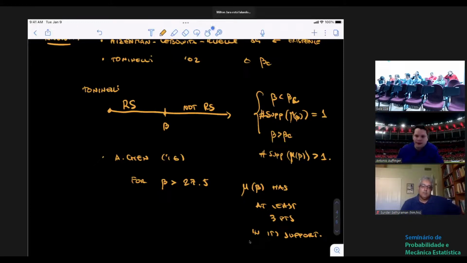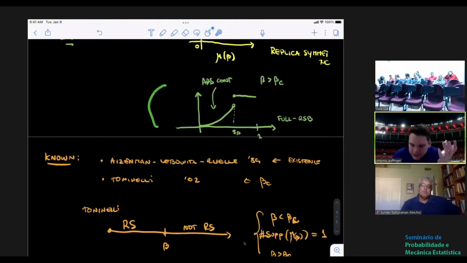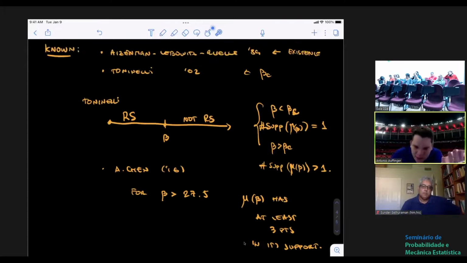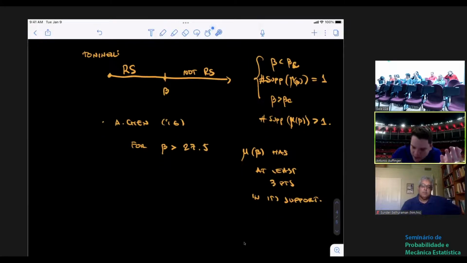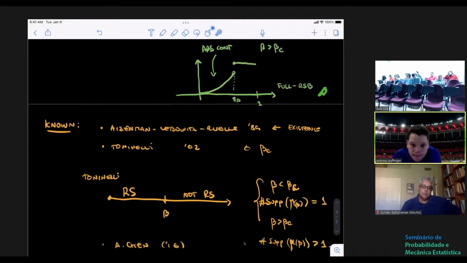Which is very far from this picture. Fourteen years later, we improved a little bit. We can say that not for beta bigger than beta critical, but for beta bigger than some constant that we can quantify, you have at least 3 points. Still very, very far from what Parisi predicted.